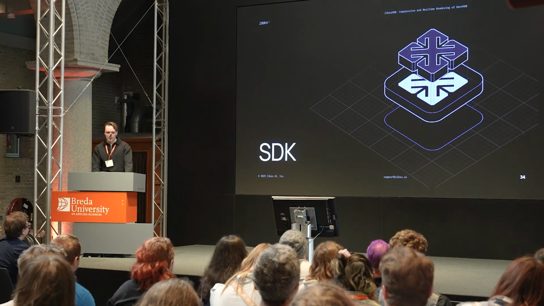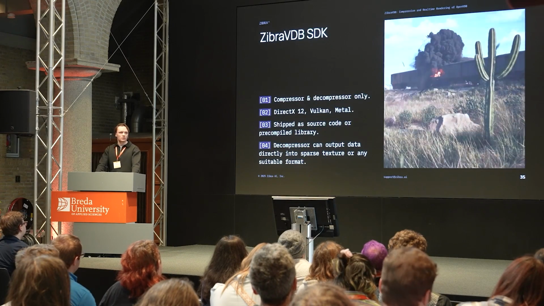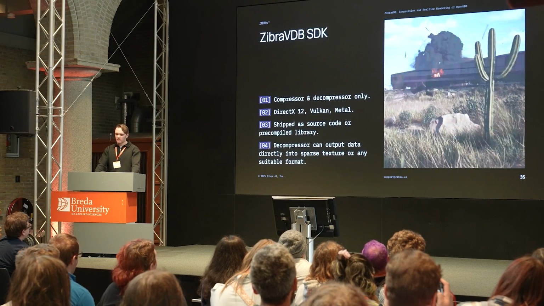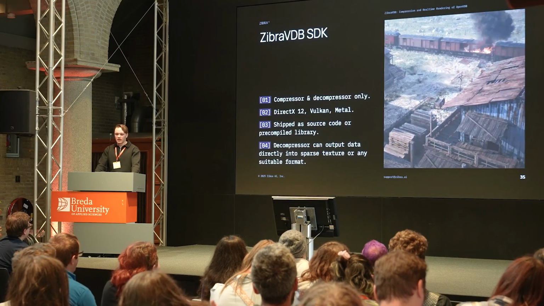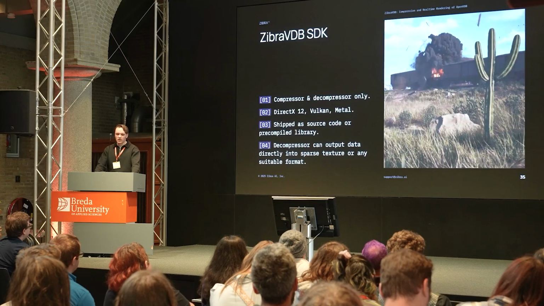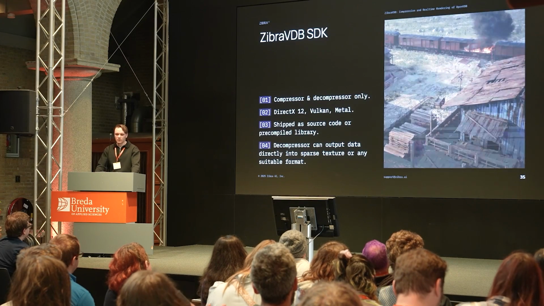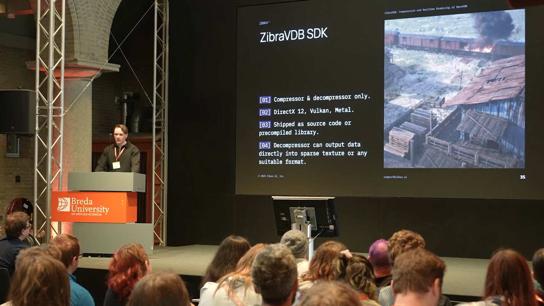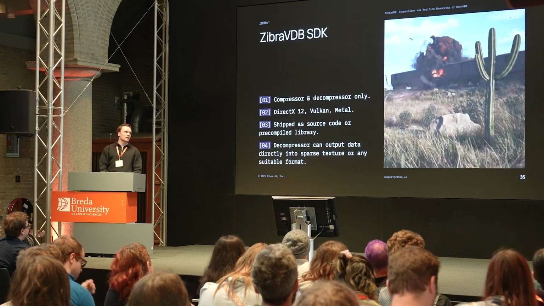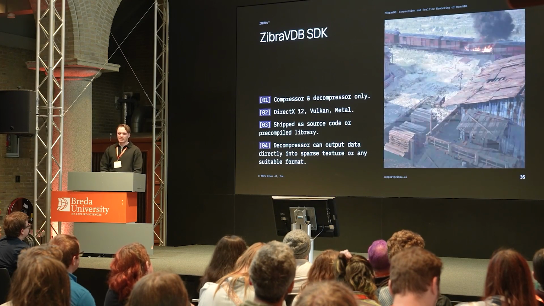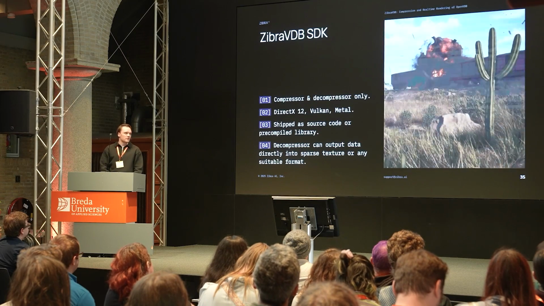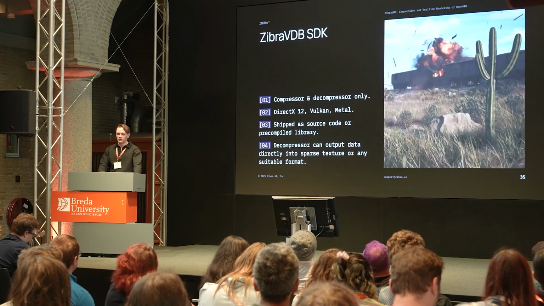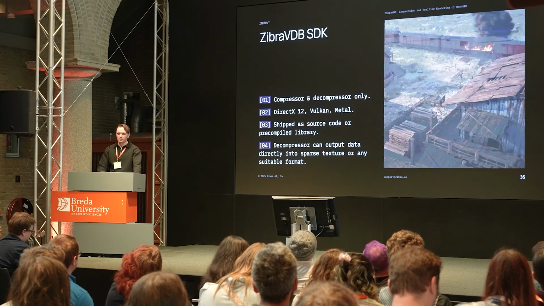Now let's talk about the SDK. The SDK is something that we ship for other companies that want to integrate ZibraVDB into their own software. We ship only the compressor and decompressor because most engines nowadays have their own volumetric renderer. So you can just decompress data directly for your renderer. We support DirectX, Vulkan, Metal, all you need. We ship it as source code or as a precompiled library, depending on what you need. And the decompressor, in our case, outputs data directly into a sparse structure. So it's pretty efficient, but if you have some other organization in your rendering, you can adapt it for your needs as you want. It doesn't have a fixed implementation.